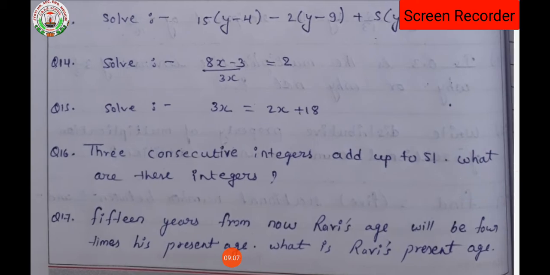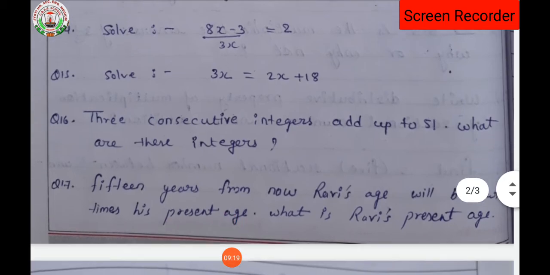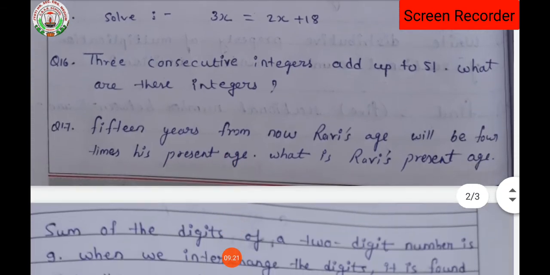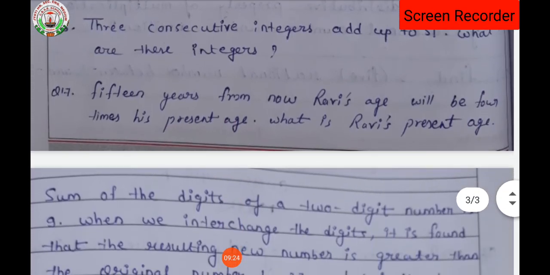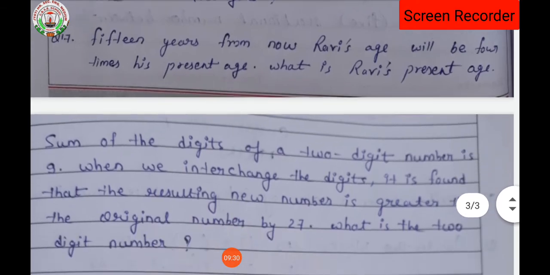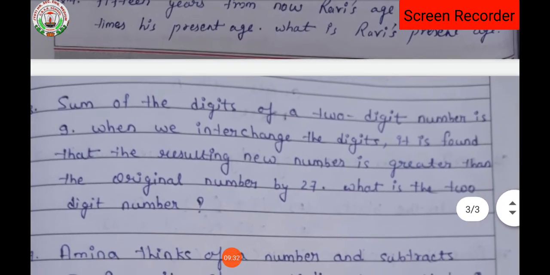15 years from now, Ravi's age will be 4 times his present age. What is Ravi's age? So let Ravi's present age be x. Then 15 years from now, that means x plus 15 will be there. Then you have to create an equation. Ravi's age will be 4 times his present age, that means it will be 4x. So solving that equation, you will get the required answer.